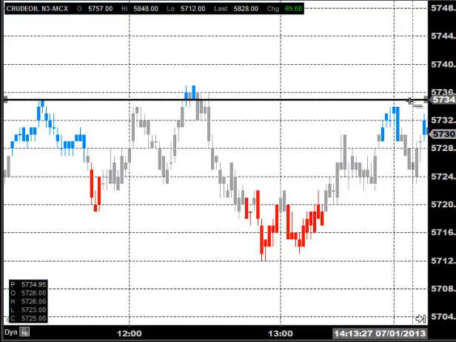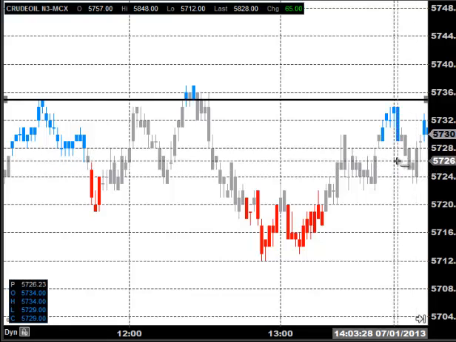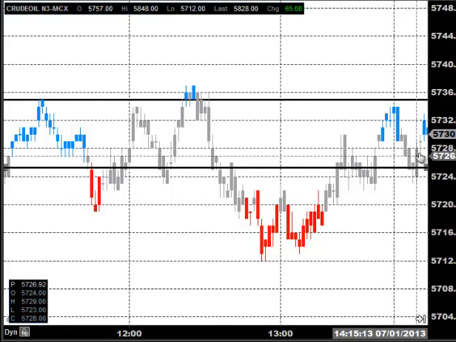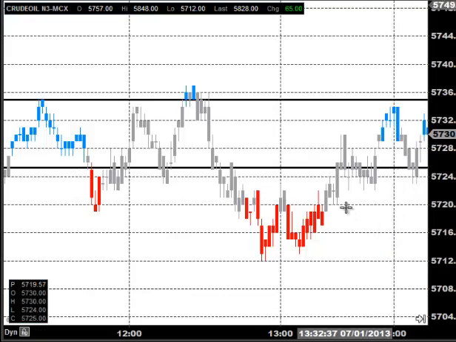Here I am going to place a buy because it signaled me again, and I am going to place a stop below the previous colored candlestick low, and I am going to see how I am going to enter into this trade.